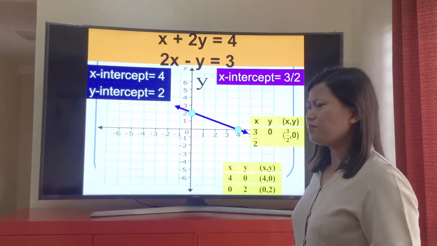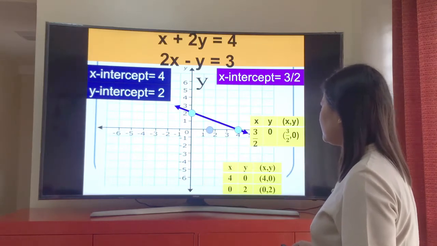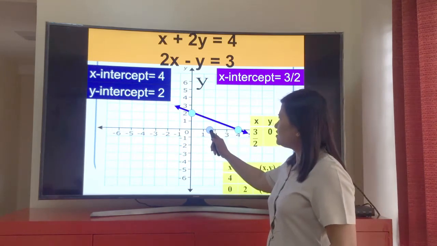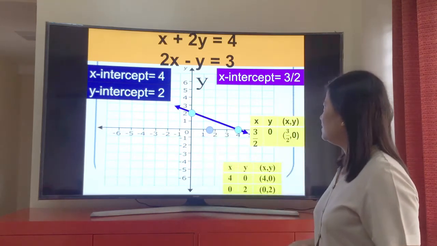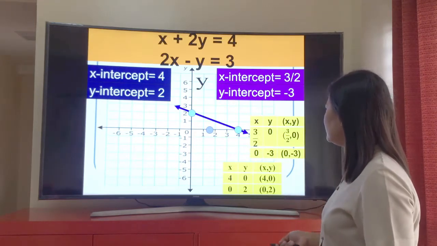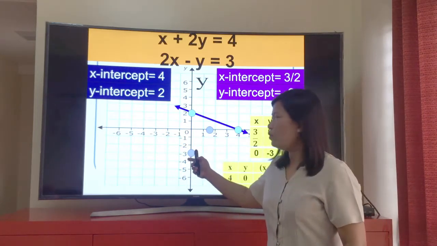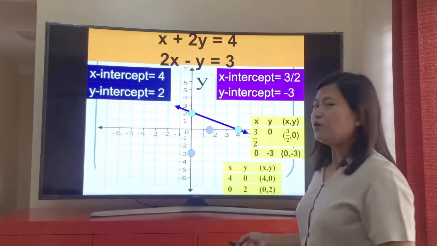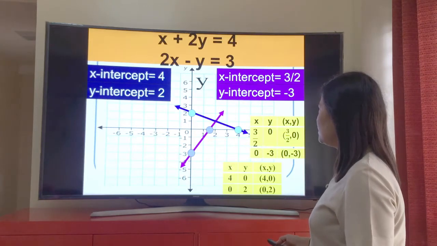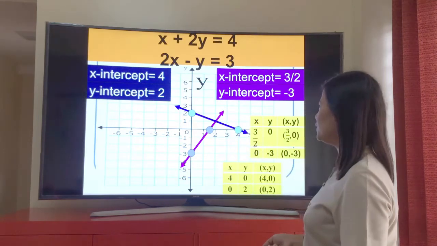The x-intercept is 3 over 2. We plot it. So we have here the x-intercept. Next, the y-intercept. So here is our y-intercept. Connect the 2 points. So this is now the graph of 2x minus y is equal to 3.